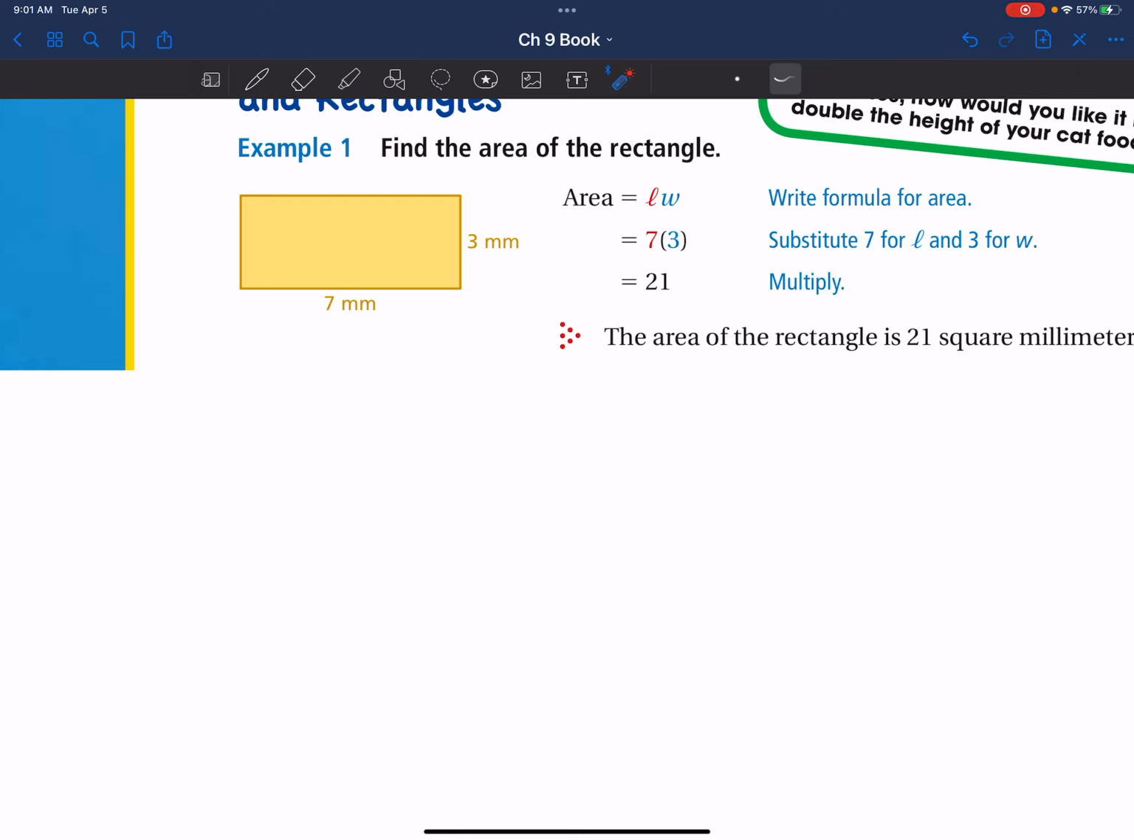Now to find the area, you just multiply those two numbers. 7 times 3 is 21. And then how you would label area is millimeters squared, which means I could fit 21 millimeter by millimeter squares in this shape. Remember, it's kind of like making an array. I know that these aren't very even, but if I had 7 by 3, that would be 21.